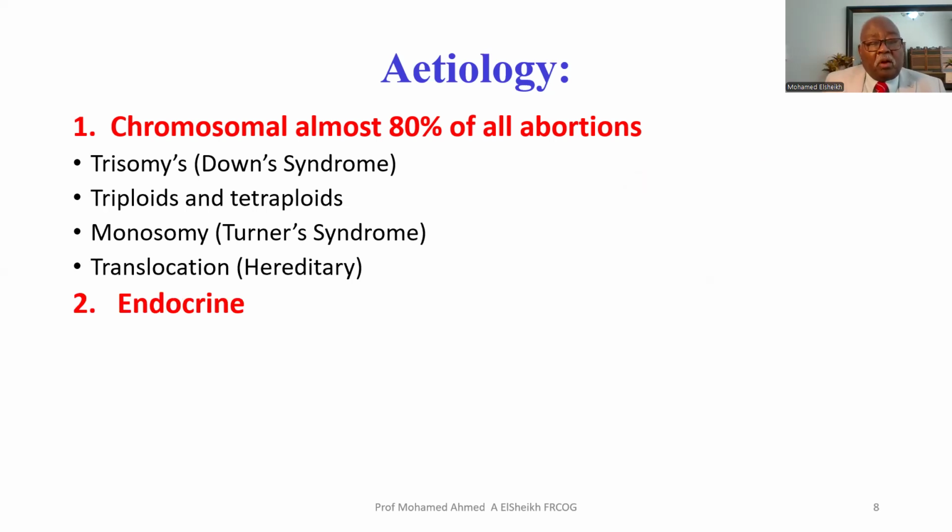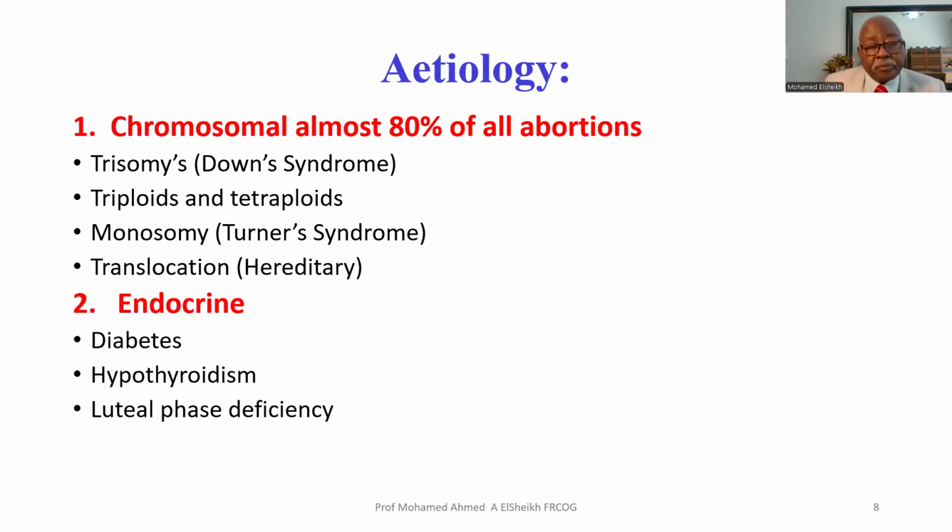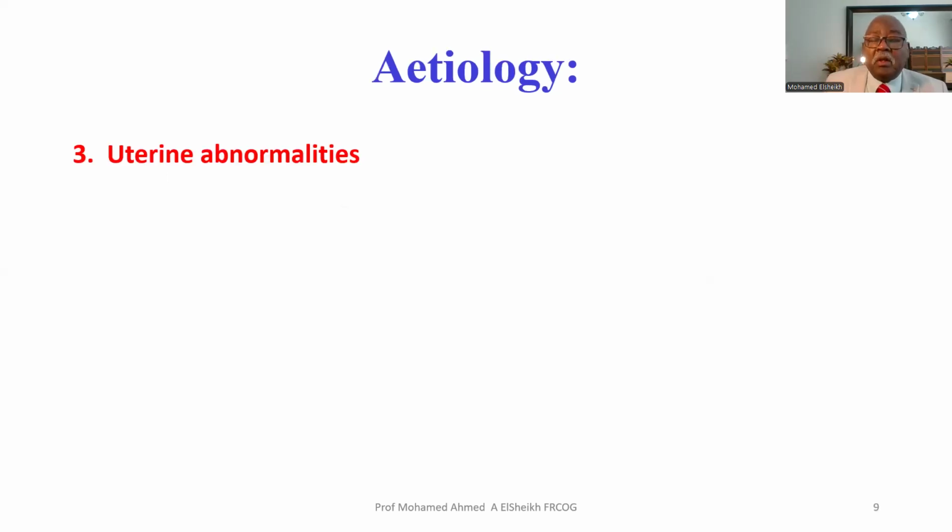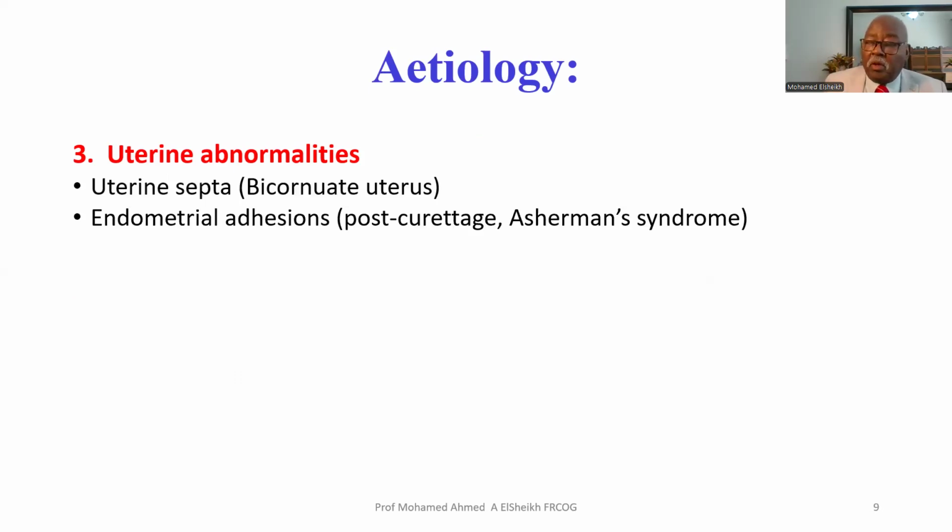We go to the endocrine factors. The endocrine factors include diabetes, hypothyroidism, luteal phase deficiency, and polycystic ovary syndrome as an etiological cause for a miscarriage. So chromosomal, endocrine. Thirdly are uterine abnormalities, congenital anomalies of the uterus, like uterine septa or bicornuate uterus.